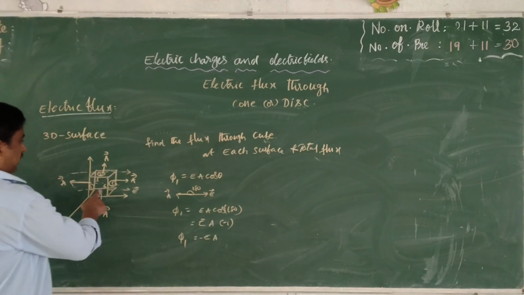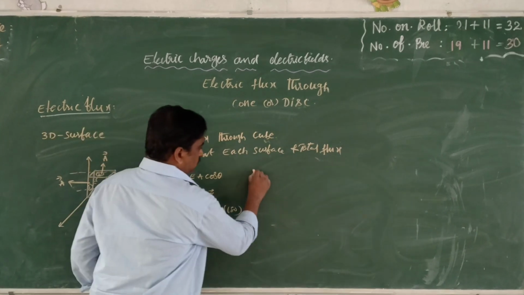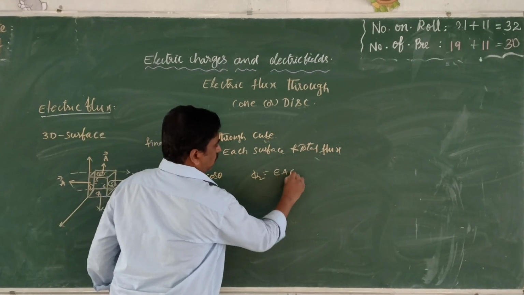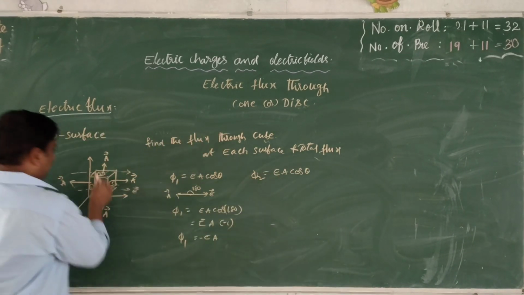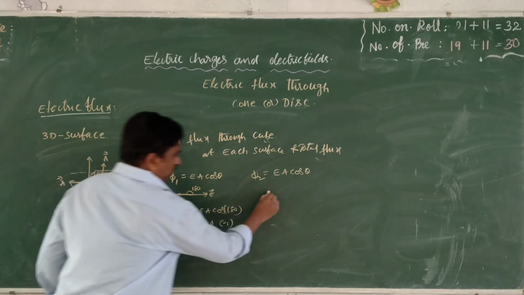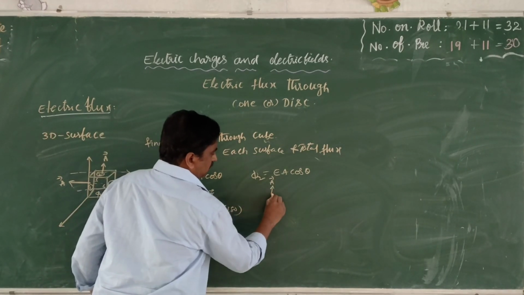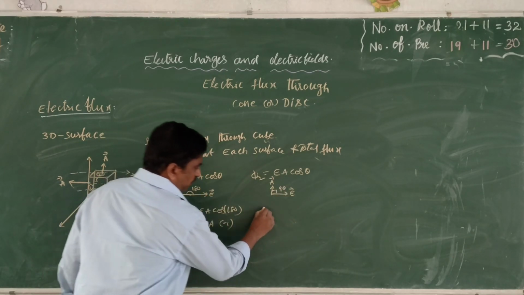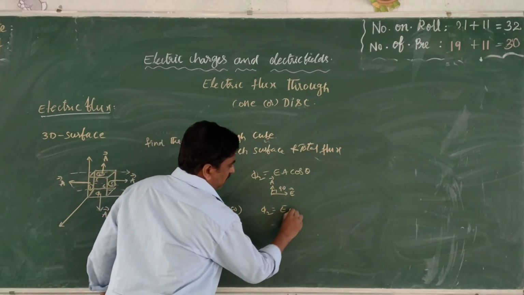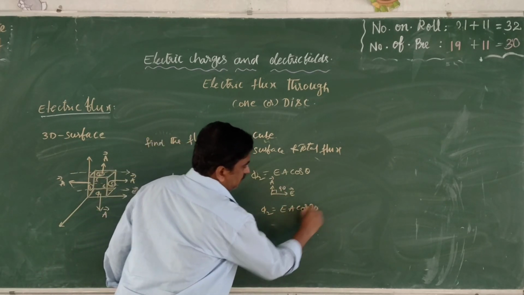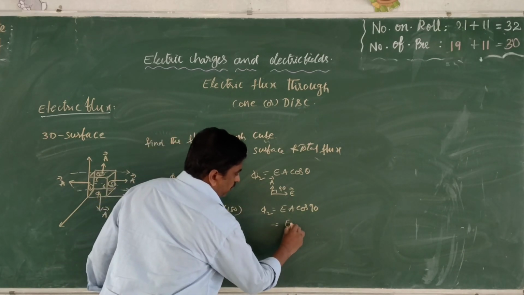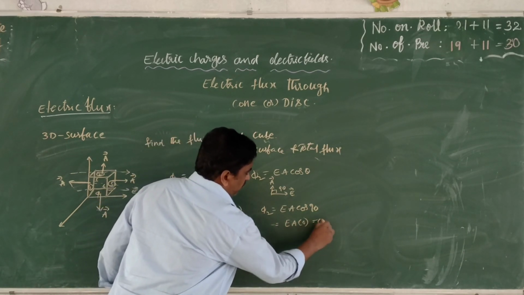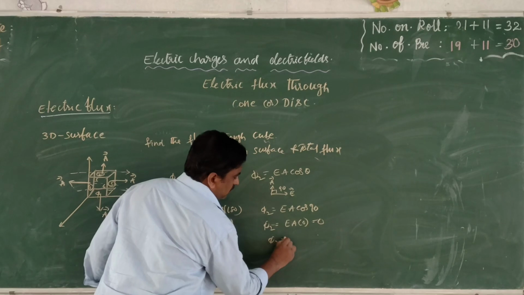Now the flux through the second surface is EA cos theta. The area vector is this one, so this is the area vector direction and this is the electric field vector. So both are now at 90 degrees. So the flux through the second surface is EA cos 90. Cos 90 means 0. So the flux through the second surface is 0.